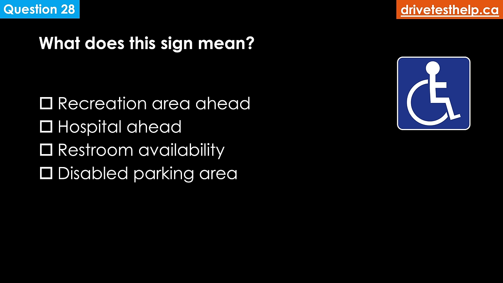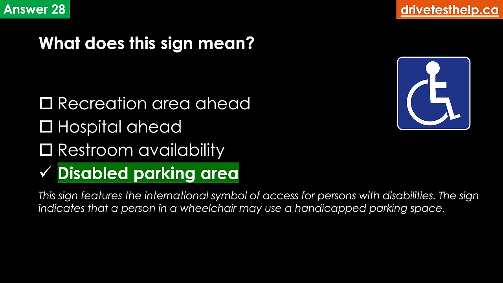What does this sign mean? Recreation area ahead, hospital ahead, restroom availability, disabled parking area. The correct answer: disabled parking area. This sign features the international symbol of access for persons with disabilities. The sign indicates that a person in a wheelchair may use a handicap parking space.